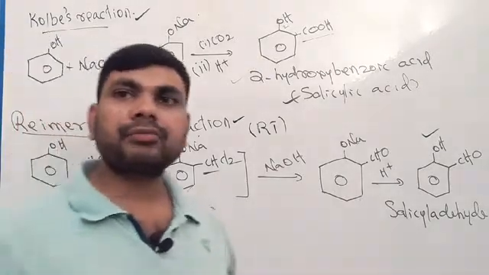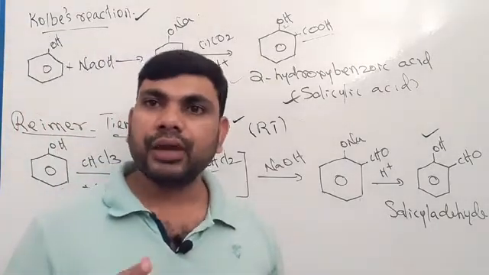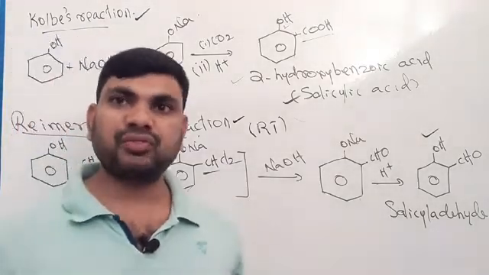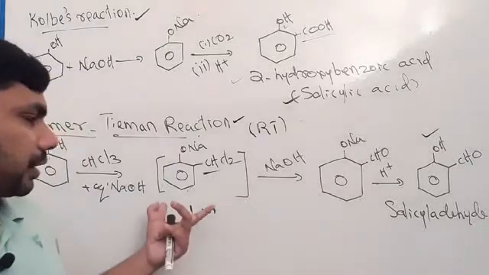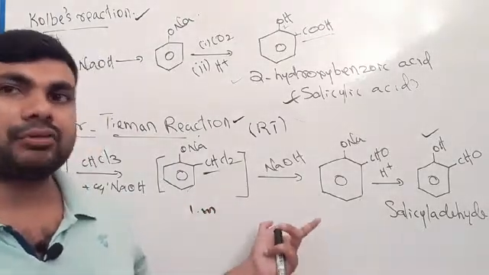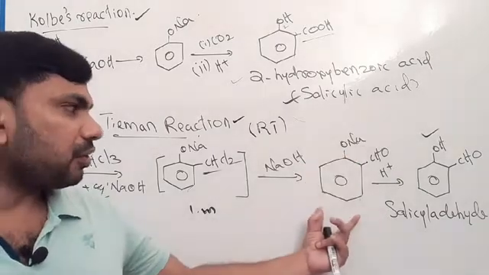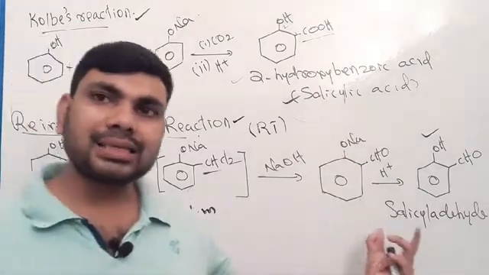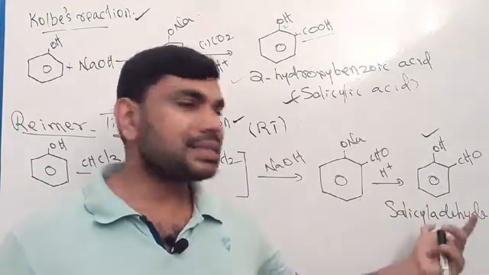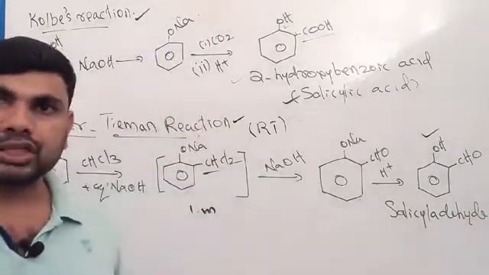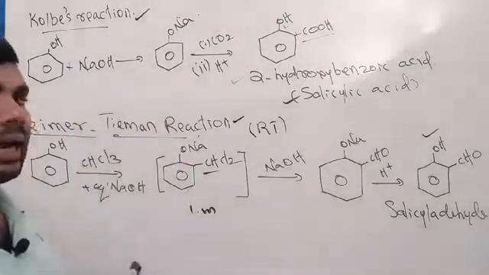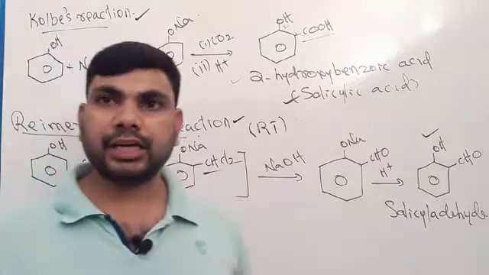So Reimer-Tiemann reaction means phenol reacted with sodium hydroxide in presence of chloroform, and an intermediate product is formed. This intermediate product is again treated with sodium hydroxide, and followed by acidic hydrolysis, 2-hydroxybenzaldehyde, salicylaldehyde, is the product. Clear? So here we discussed Kolbe's reaction and Reimer-Tiemann reaction.